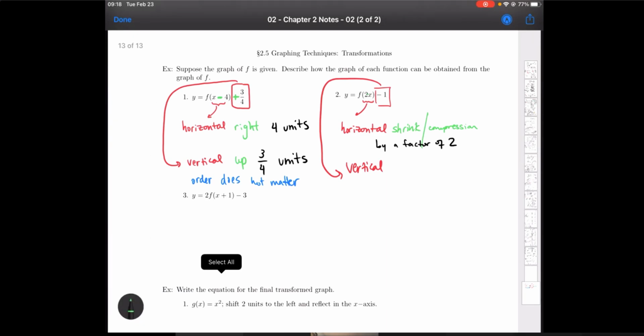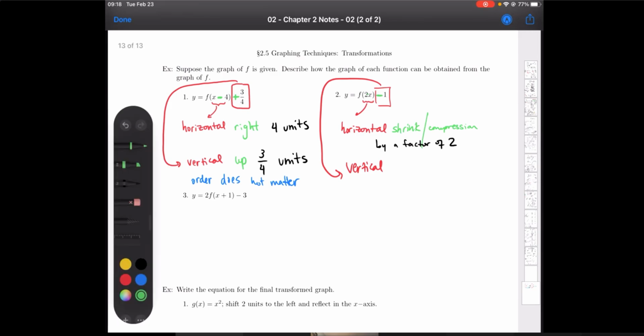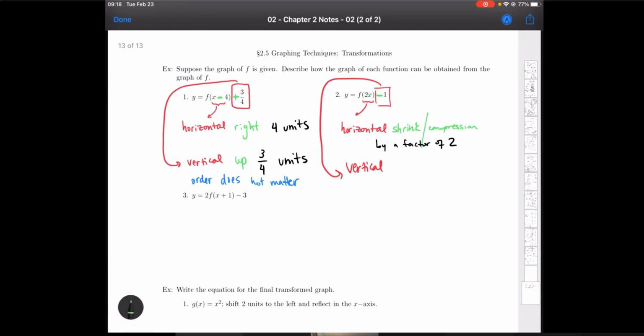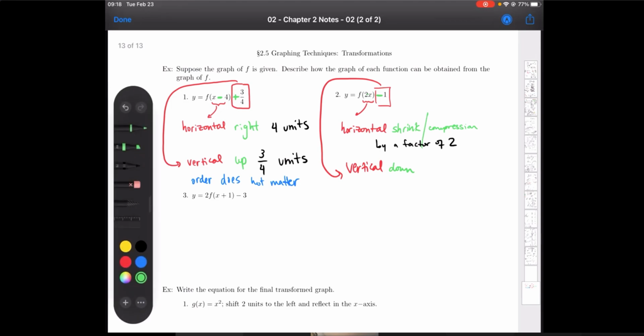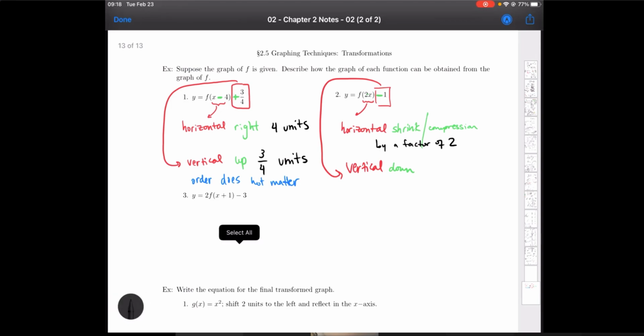And then when we look at this other one, I have this minus out front. And like we saw earlier, when you have a minus, it's just picking this thing up and moving it around. So the fact that it's on the outside means it's vertical, down because it's negative or subtraction. We have 1 unit.